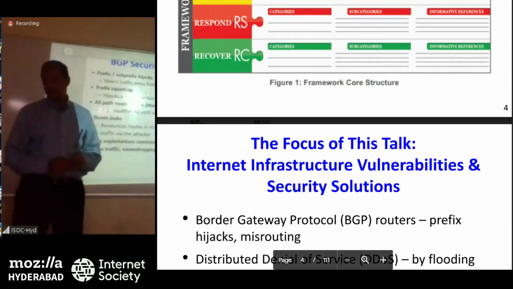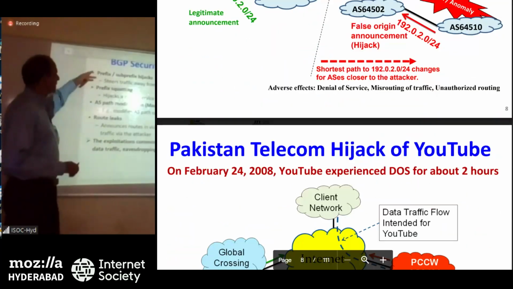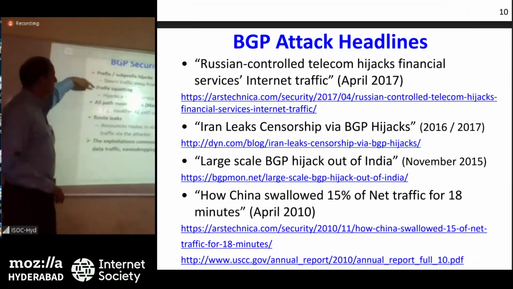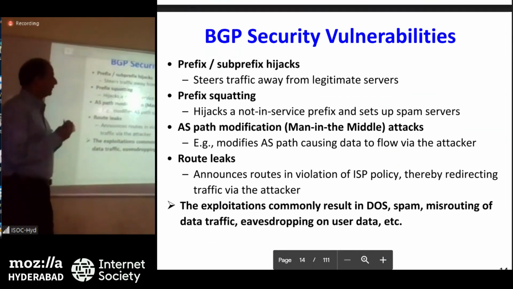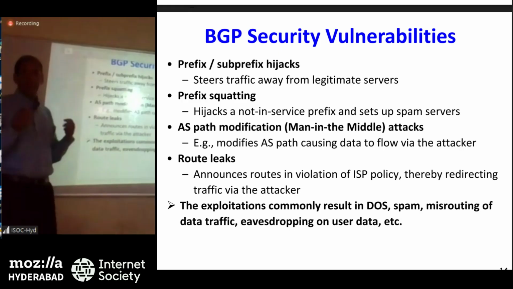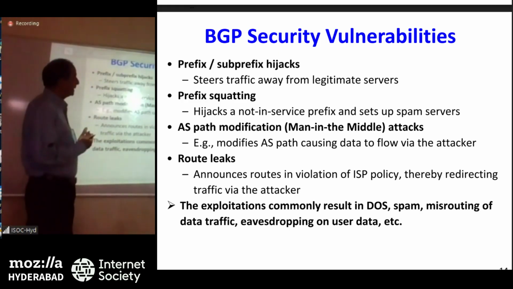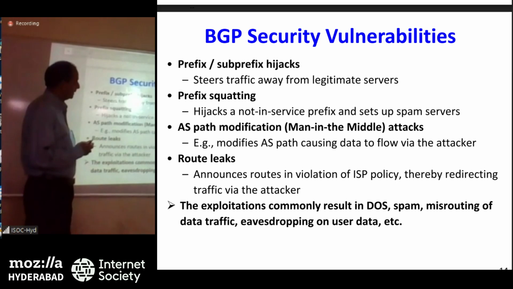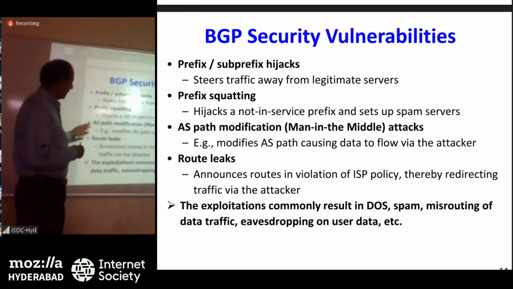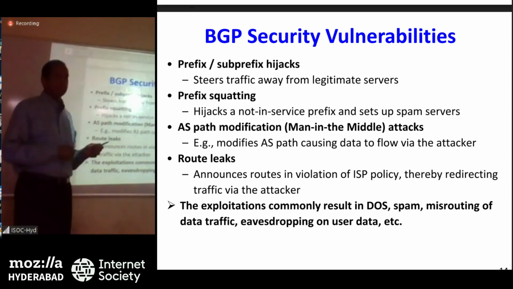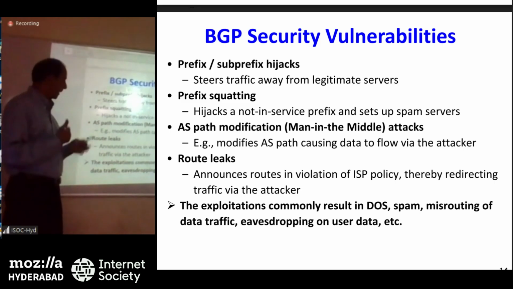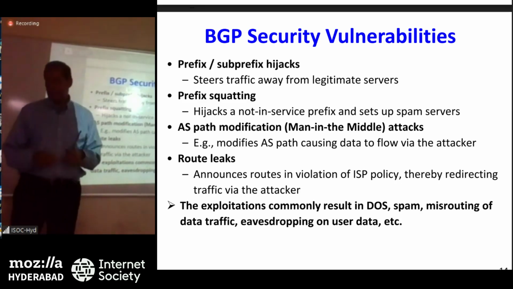So now coming back to BGP security vulnerabilities, I've already talked about prefix or sub-prefix hijacking, prefix squatting, AS path modification, where the attacker tries to modify the AS path, making it look like a shorter path and therefore attracting the traffic through itself. So AS path modifications and then route leaks, I mentioned that. So these exploitations obviously result in DoS, DDoS, spam, eavesdropping of user data, etc.